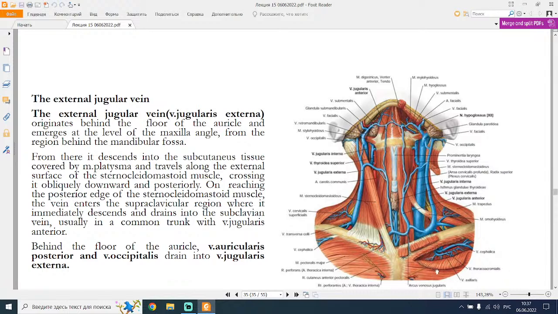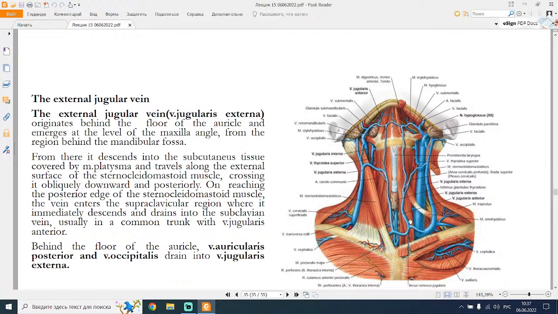Crossing it obliquely downward and posteriorly. On reaching the posterior edge of the sternocleidomastoid muscle, the vein enters the subclavicular region, where it immediately descends and drains into the subclavian vein, usually in a common trunk with vena jugularis anterior.